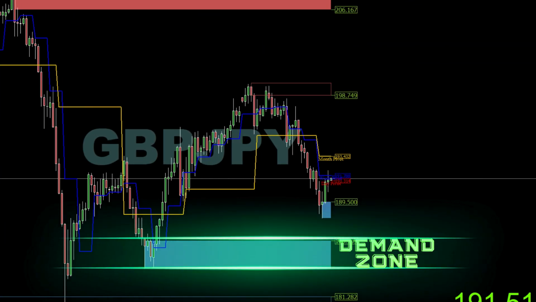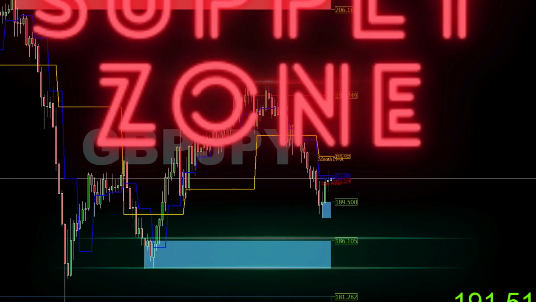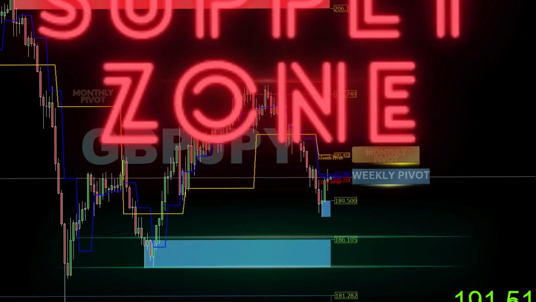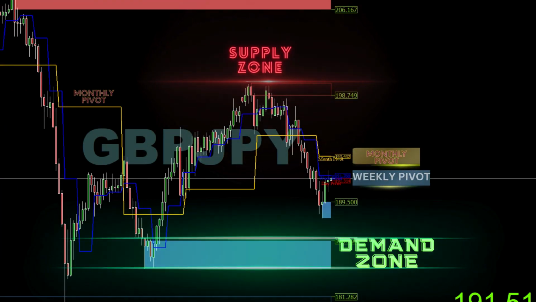buyers take control. Looks simple, right? But the way most traders approach these levels is completely wrong. Combine that with the power of pivot levels calculated from previous price action, and you have a game-changing strategy.